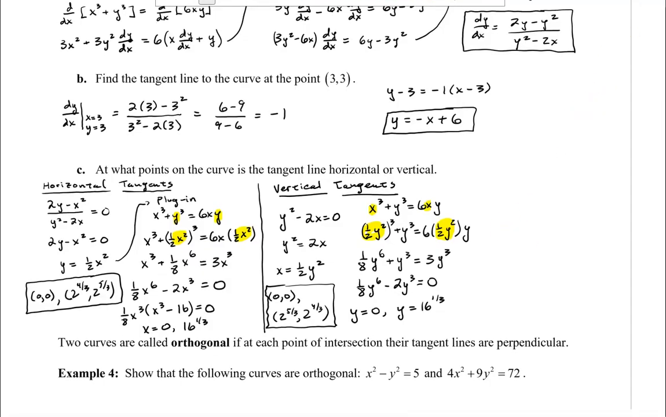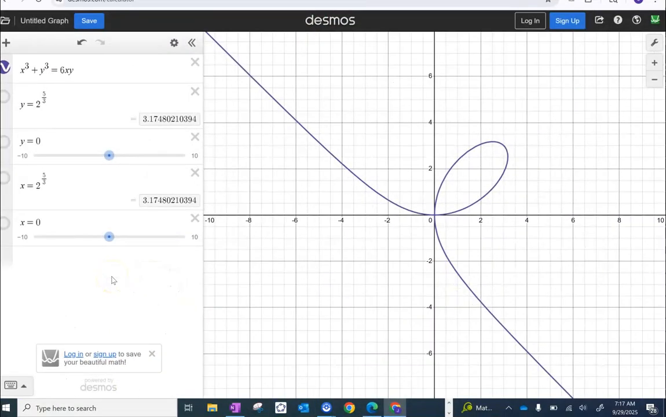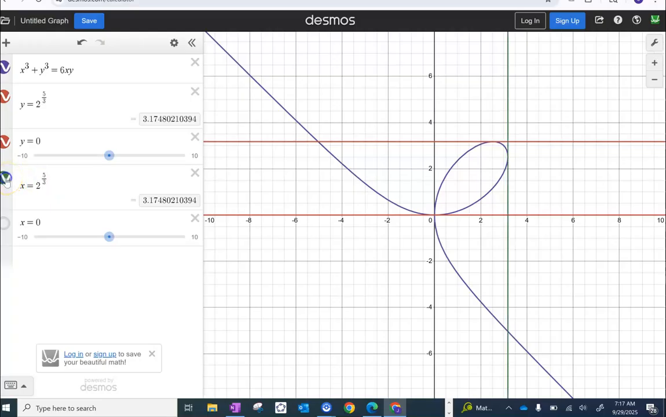Let's look at the graph real quick, just to see how we did. So here's the graph of x to the third plus y to the third equals 6xy. Notice that we have a horizontal tangent line at a y value of 2 to the 5/3, just as we had found, and also a horizontal tangent line at y equals 0. Similarly, we found that we had a vertical tangent line at x equals 2 to the 5/3, and also a vertical tangent line at x equals 0.